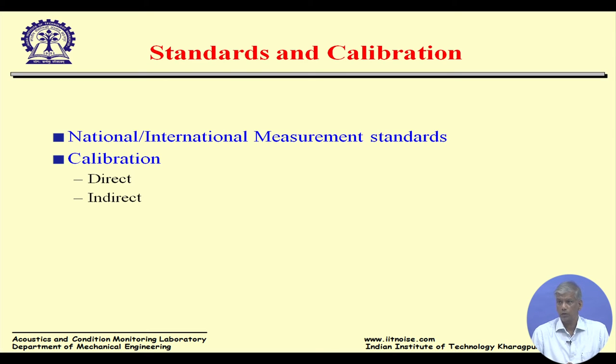So there are calibrators which need to be put on the sound level meter. We'll discuss at the end of the class that the protocol says right in the beginning of your measurement you calibrate, and right at the end of your measurements you calibrate again. If the calibration factor has changed, you add or subtract depending on how it has changed. That's a good practice, and that is the recommended protocol as per ISO measurement standards.